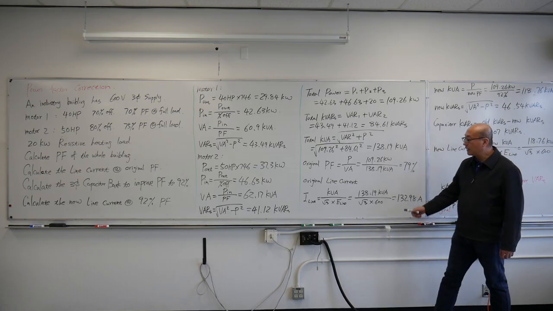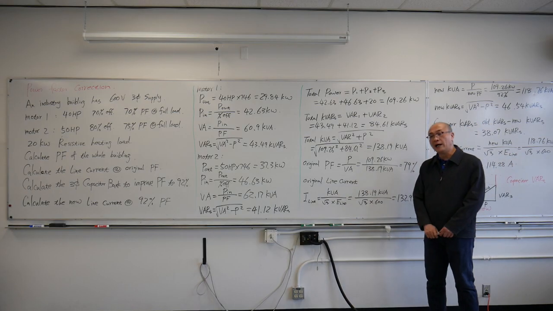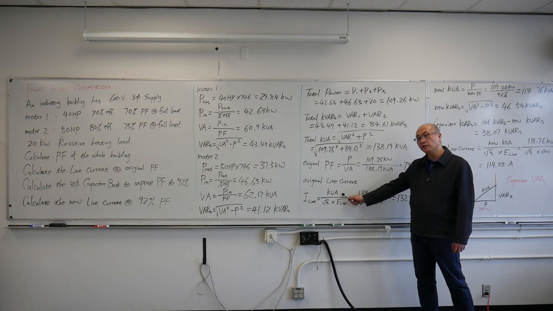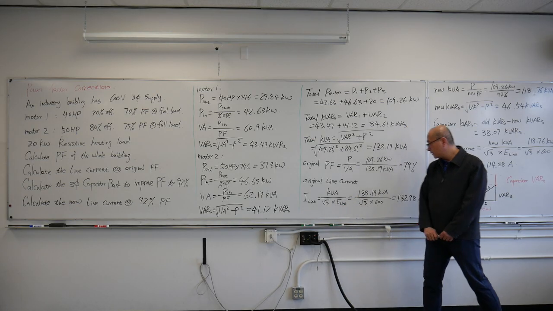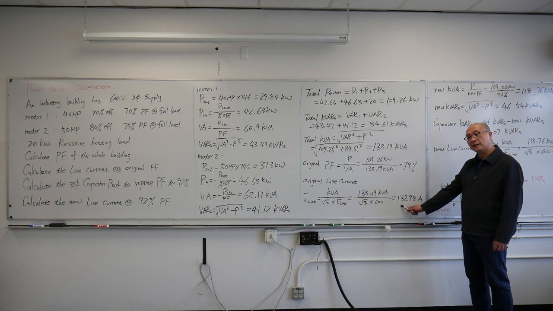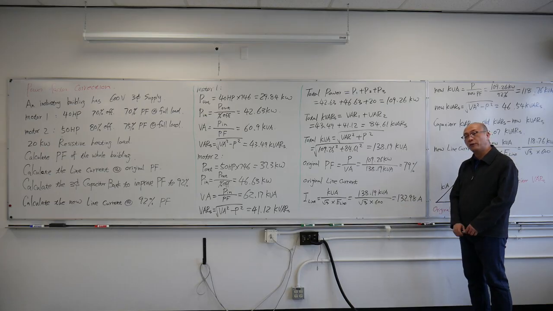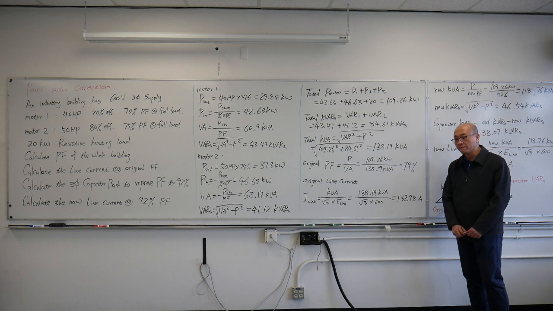We also can find out what's the original line current. Line current equals kVA divided by root 3 divided by E line. So we calculate the line current, 132.98 amps. That's the original line current.